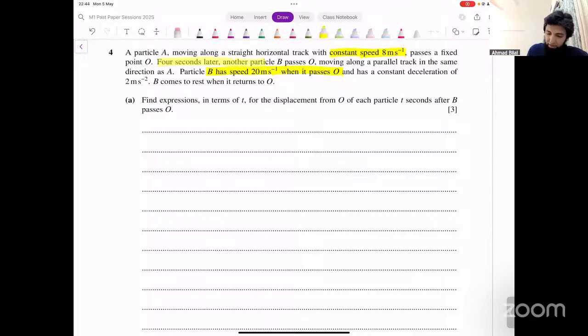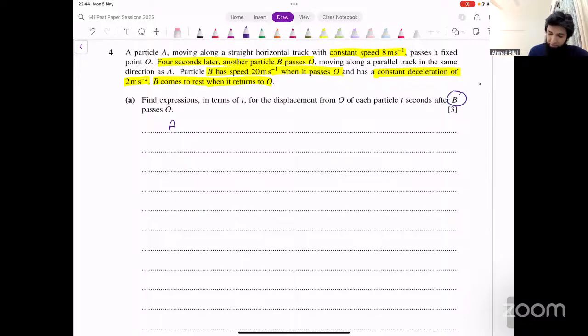It has a constant deceleration of 2 meters per second square. B comes to rest when it returns to O. Find expressions in terms of t for the displacement from O of each particle t seconds after B passes O. Okay, displacement of the particle A, first of all.